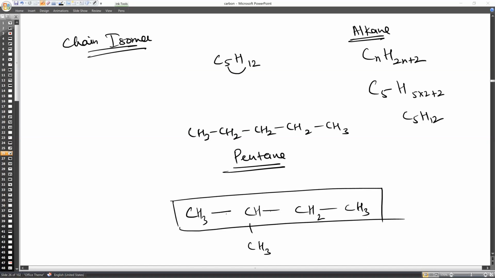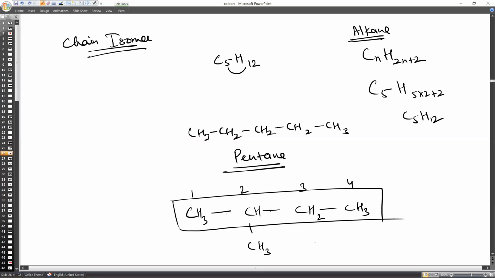You can check it. First of all, you have to number this one. There is no functional group, only this branch. So the branch should be given the smallest number: 1, 2, 3, 4. If you start numbering like 1, 2, 3, then this will get 3. So this is the only correct way to number.